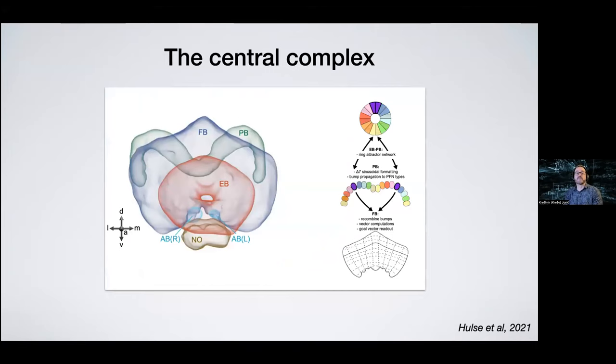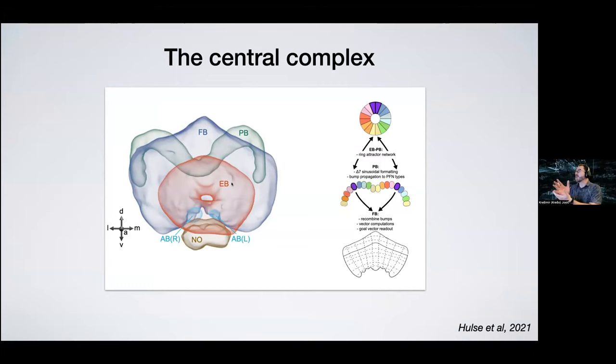Here, this is the central complex. It consists of the protocerebral bridge, the fan-shaped body, and the ellipsoid body. So these are three bodies, just names of the bodies. This is a very well studied part of the fly brain, and it's involved in integrating information from different sensory inputs, and helps the fly regulate where it's going, kind of figure out its heading.